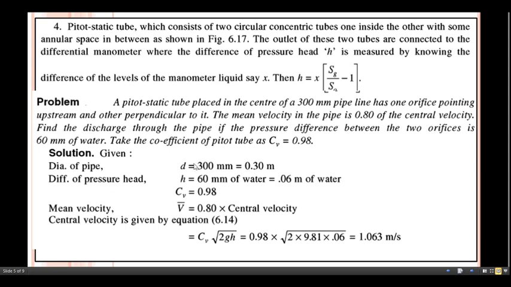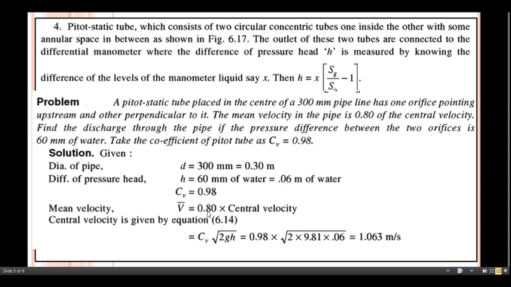Now see, the diameter of the pipe D equals 300 mm. Then the difference of the pressure head, that is H, equals 60 mm of water. Convert it to meters by multiplying by 10 raised to minus 3. You can get 0.06 meter of water. Then Cv is given as 0.98.